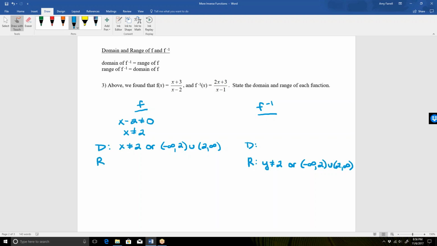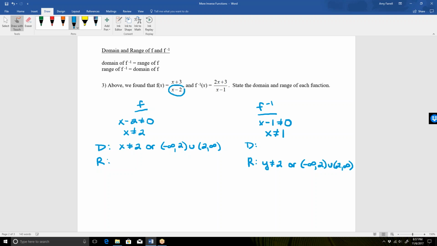Now, we also need the domain of the inverse function and the range of the original function. We've talked about range, but haven't done a whole lot with it. And in general, it is going to be easier to find the domain than the range. So what I would do is find the domain of the inverse function since we have it. The domain would be that x cannot be 1. Again, division by 0 is undefined.